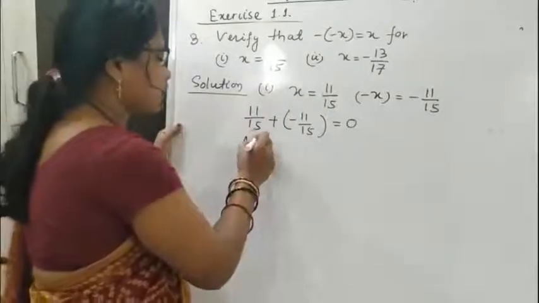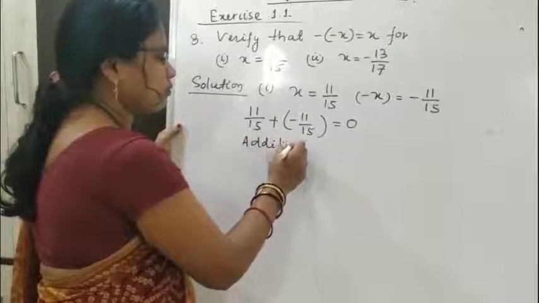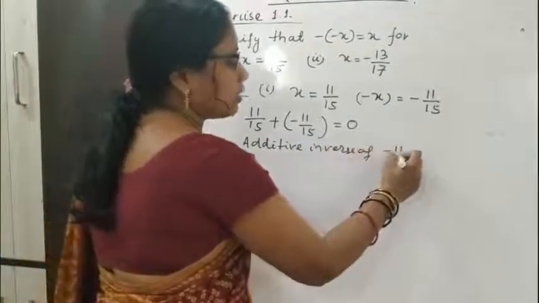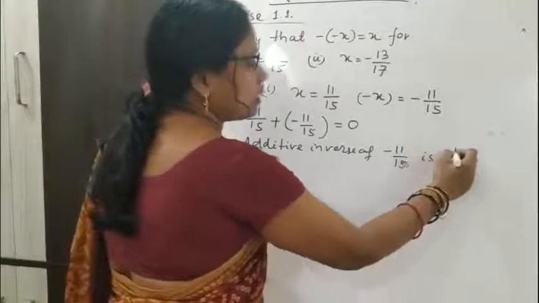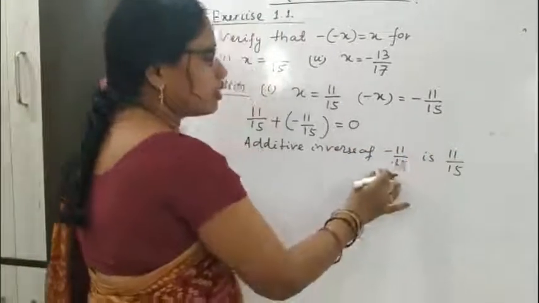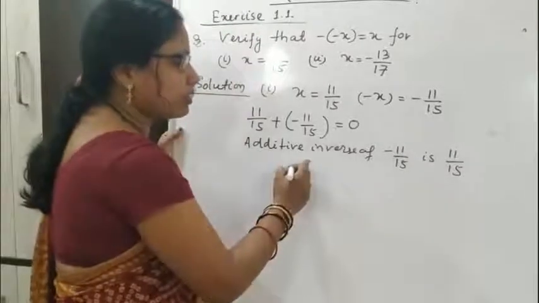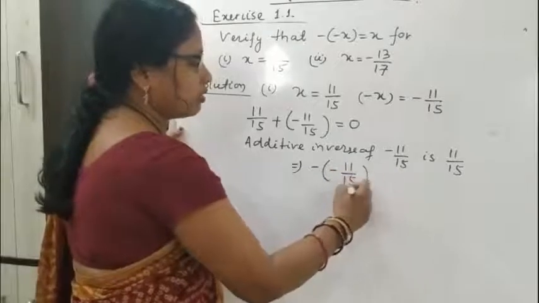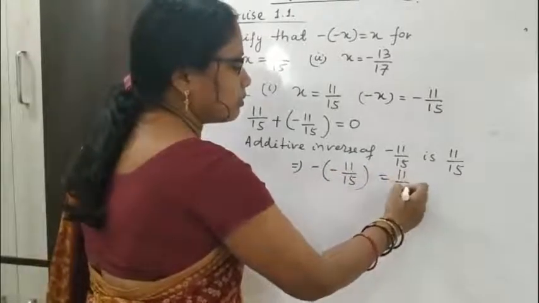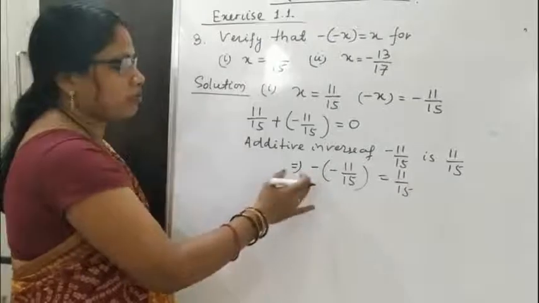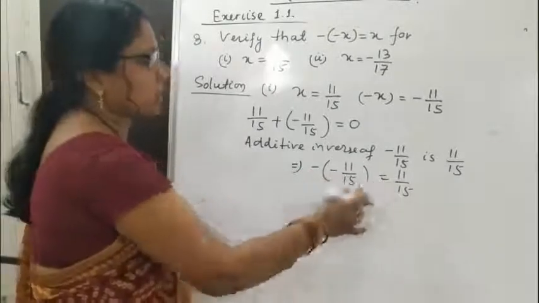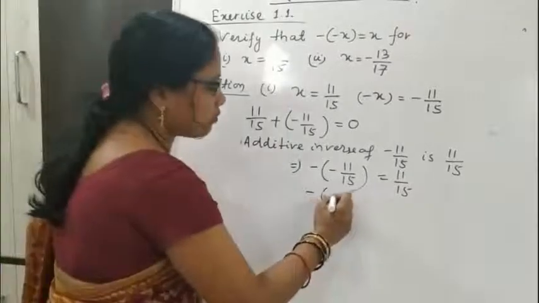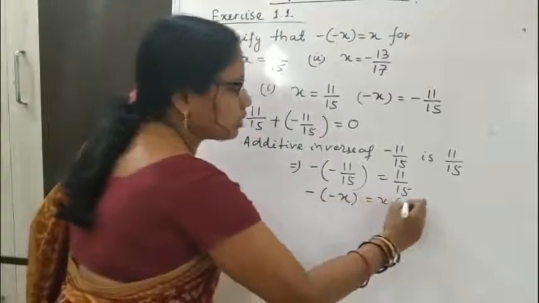So that means 11 by 15 is the additive inverse of minus 11 by 15. So the additive inverse of minus 11 by 15 is 11 by 15. But we know the additive inverse of minus 11 by 15 is minus of minus 11 by 15. So this is equal to 11 by 15. So in this way you can prove minus of minus x is equal to x. So here we verified that minus of minus x is equal to x. This is verified.